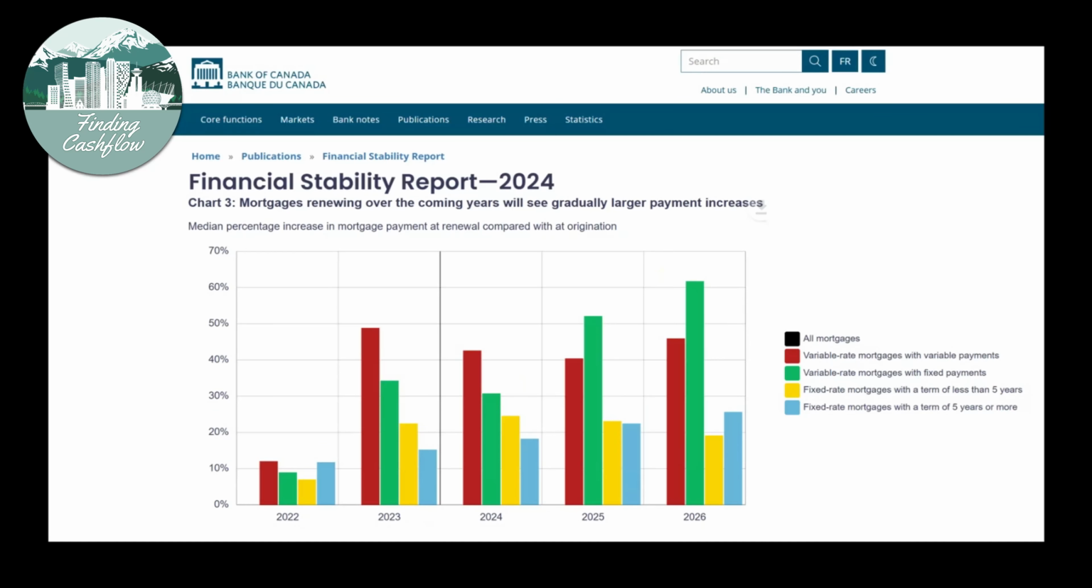And finally, we have the variable rate fixed payment mortgages. These are the mortgages that the Bank of Canada predicts will see the largest increase in their monthly payments, and that this will occur next year in 2026. The monthly payment on these mortgages would have remained exactly the same over the last number of years as the Bank of Canada continued to ratchet up its overnight rate. This is because even though these mortgages are variable rate mortgages, they come with a fixed payment.